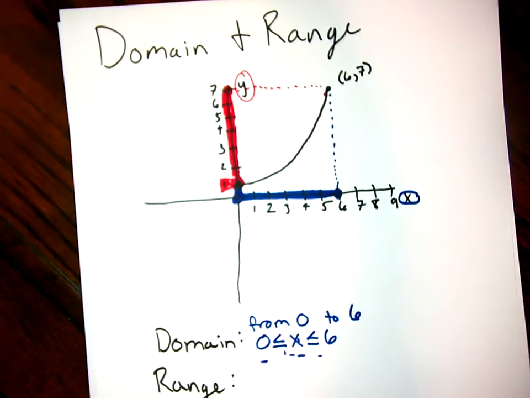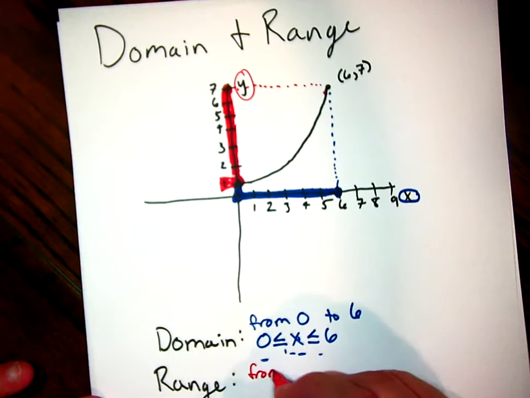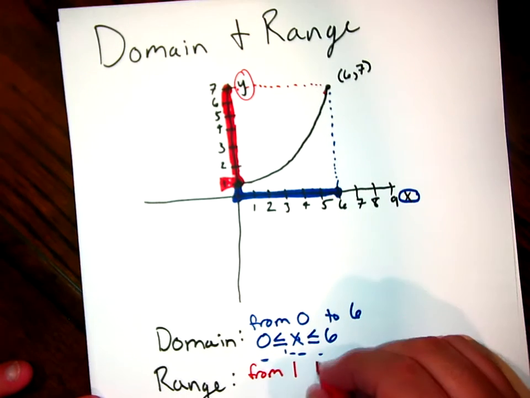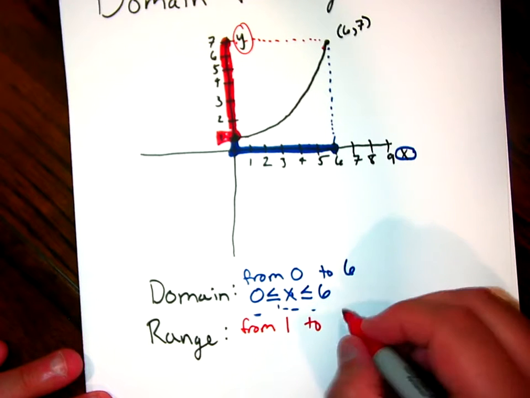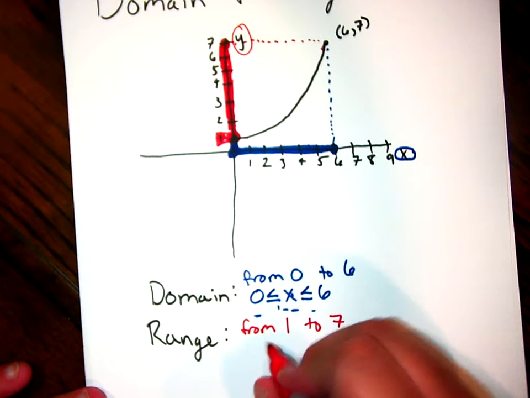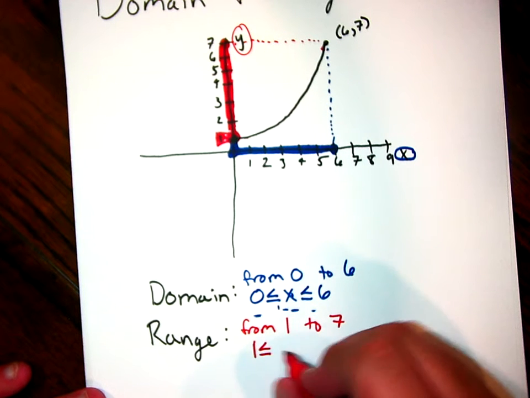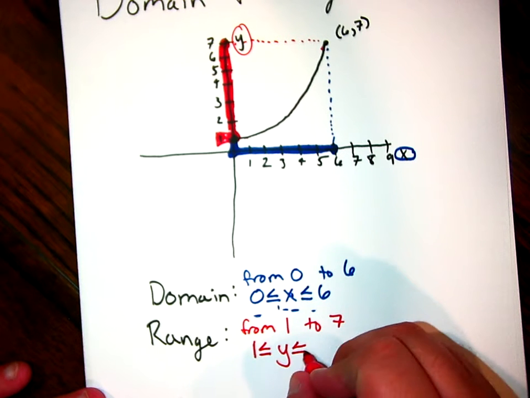Okay, so there's my range. It goes from 1 to 7. Okay, from 1 to 7. And again, the math denotation here is going to be 1 at the lower end, less than or equal to y, less than or equal to 7.